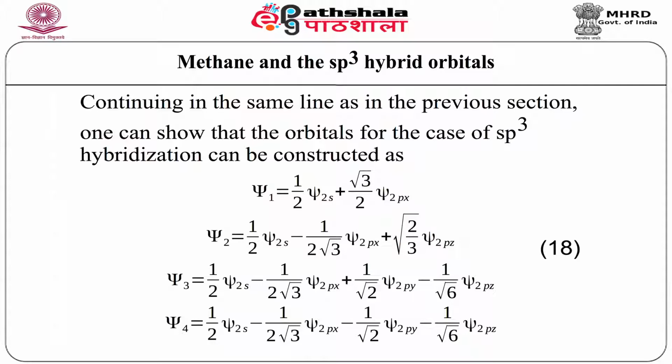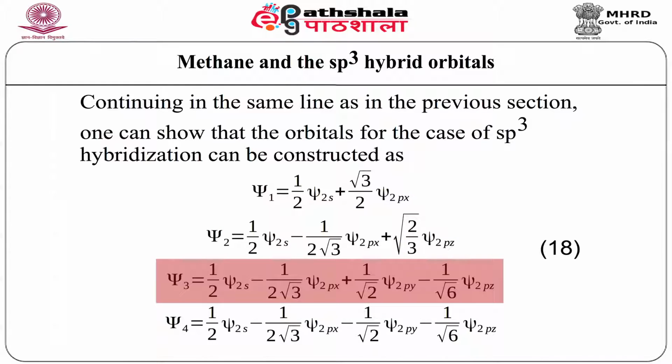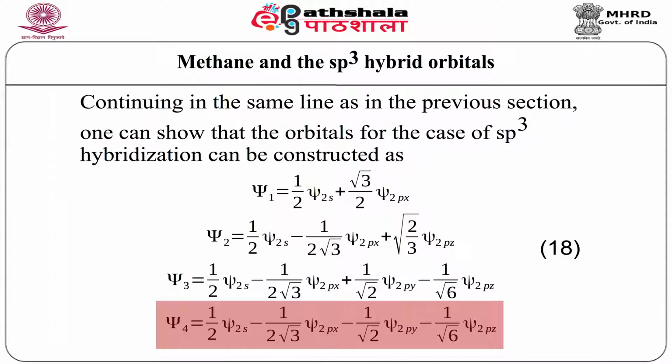Continuing in the same line as the previous section, one can show that the orbitals for the case of sp3 hybridization can be constructed as Ψ1 equals half Ψ2s plus square root of 3 by 2 Ψ2px, Ψ2 equals half Ψ2s minus 1 by 2 root 3 Ψ2px plus square root of 2 by 3 Ψ2py, Ψ3 equals half Ψ2s minus 1 by 2 root 3 Ψ2px plus 1 by root 2 Ψ2py minus 1 by root 6 Ψ2pz, Ψ4 equals half Ψ2s minus 1 by 2 root 3 Ψ2px minus 1 by root 2 Ψ2py minus 1 by root 6 Ψ2pz.